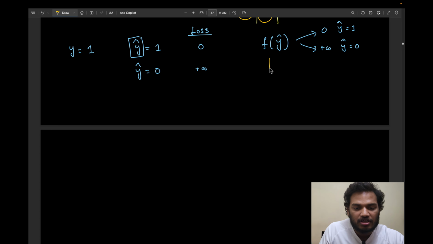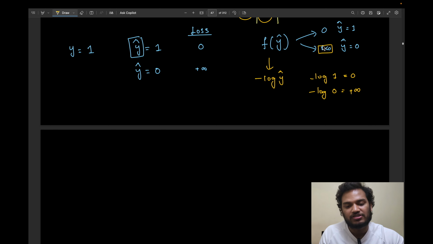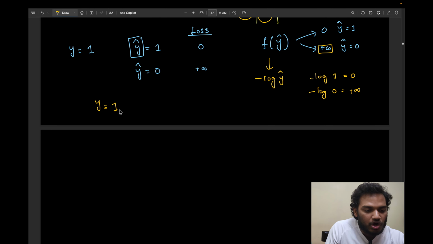So the function is minus of log y cap. So do you guys know what is log 1? Log 1 is 0. This we all know. And what is log 0? Log 0 is minus infinite. But here we expect it to be plus infinite, right? So that's why we are keeping minus on both these cases. So now minus log 1 will be 0 and minus log 0 will be plus infinite. So this is exactly giving the outputs that are required for us. That is 0 in case of y predicted as 1 and infinite in case of y predicted equal to 0. Whenever y equal to 1, the loss function that we can use is minus log of y cap.